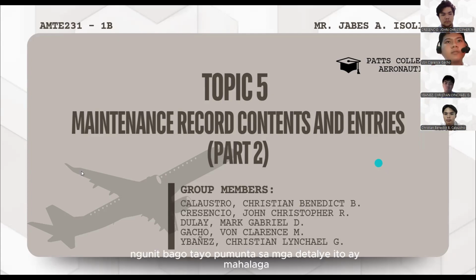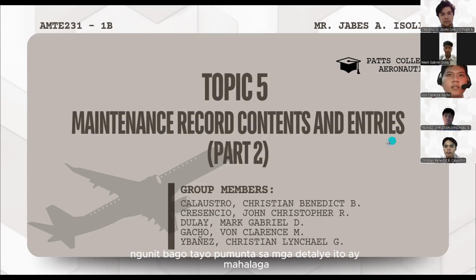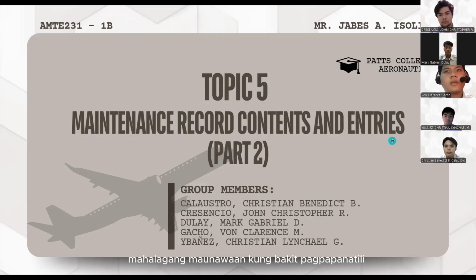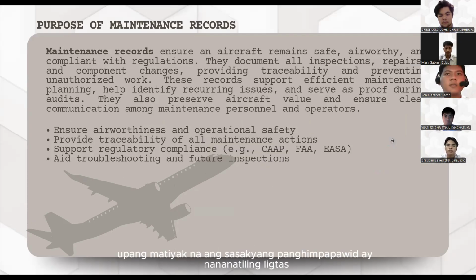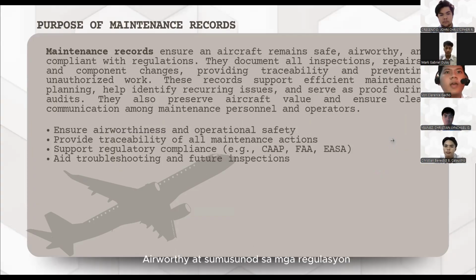But before we go into the details, it is important to understand why maintenance records matter. Maintenance records matter to ensure the aircraft remains safe, airworthy, and compliant with regulations. They document all inspections, repairs, and component changes, providing traceability and preventing unauthorized work.